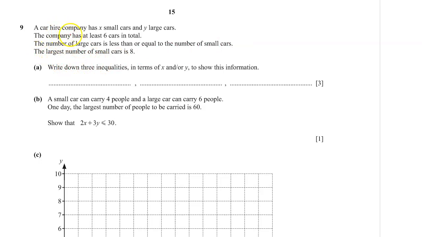A car hire has X small cars and Y large cars. The company has at least 6 cars in total. The number of large cars is less than or equal to the number of small cars. The largest number of small cars is 8. Write down 3 inequalities in terms of X and or Y to show this information.